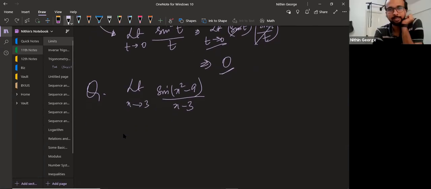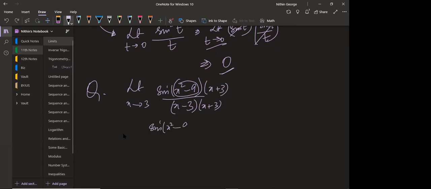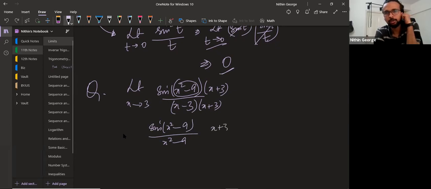Guys, the trick here is to bring the angle x square minus 9 into the denominator. And for that, you have to multiply with x plus 3. Since you multiply in the denominator, you multiply in the numerator as well, x plus 3. Now what I get is sine of x square minus 9 divided by x square minus 9 into x plus 3, limit x tends to 3.